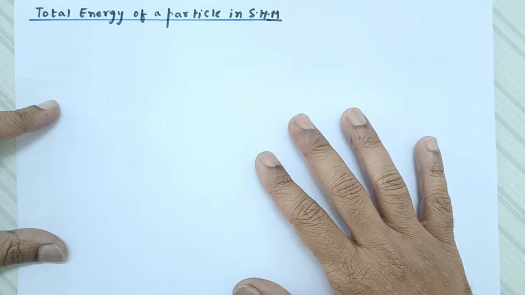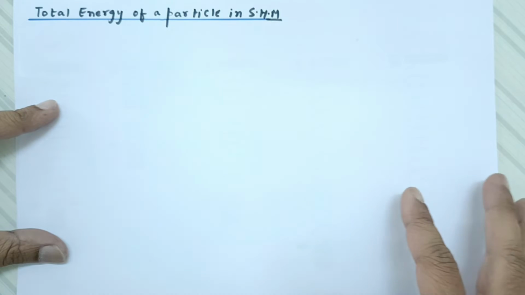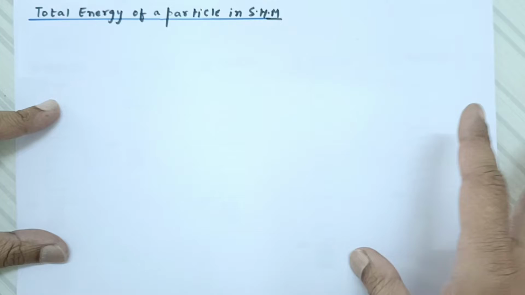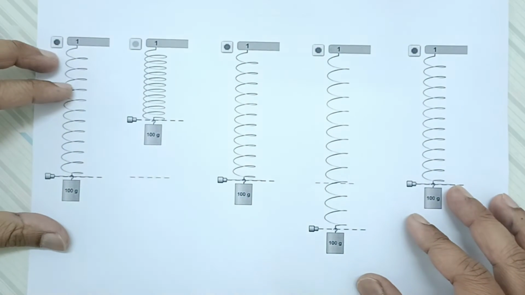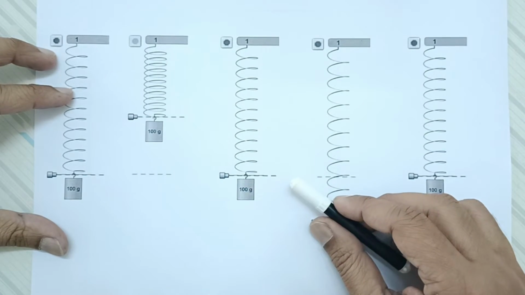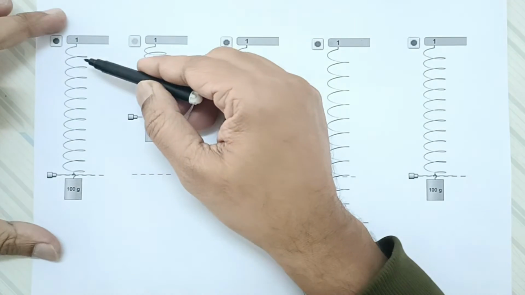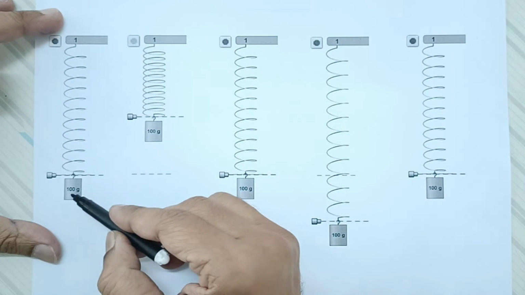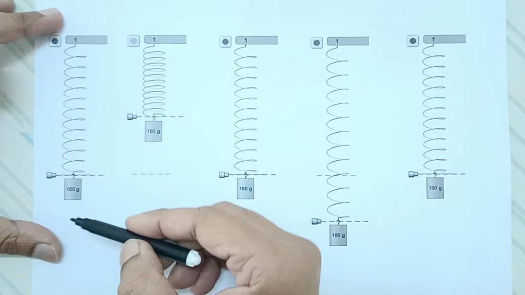Our next topic is the total energy of a particle in S.H.M. To understand this very well, we have a spring mass system which is oscillating. This is a very easy topic, please understand that. This is a spring mass system where the mass is the one which is oscillating.